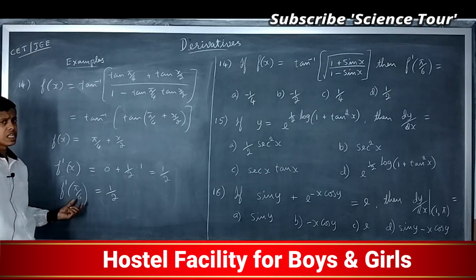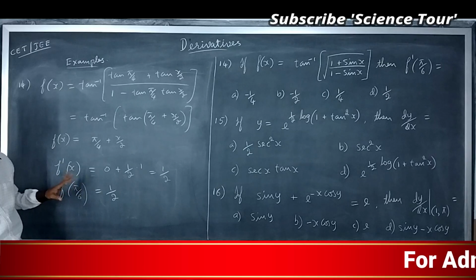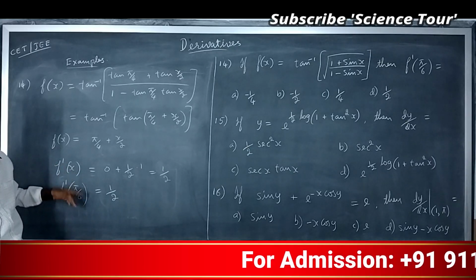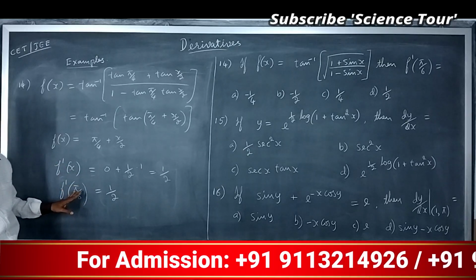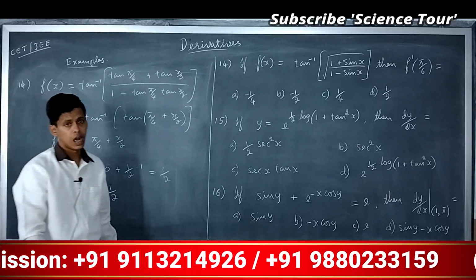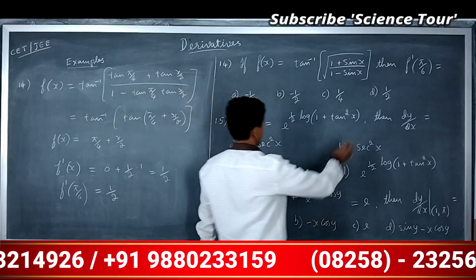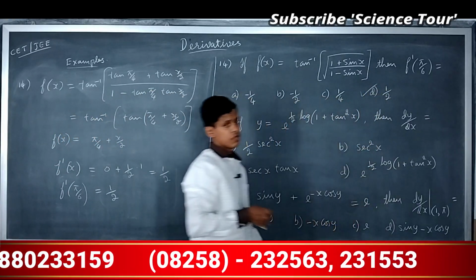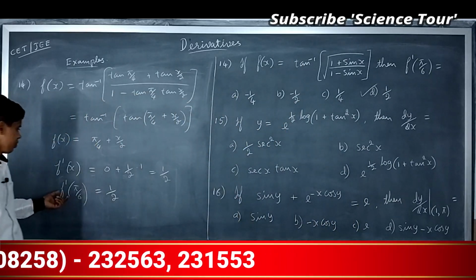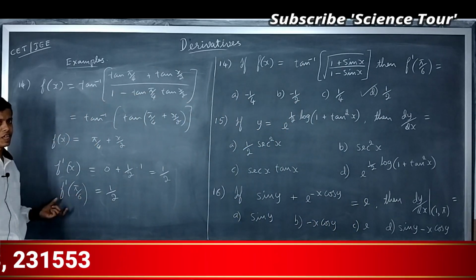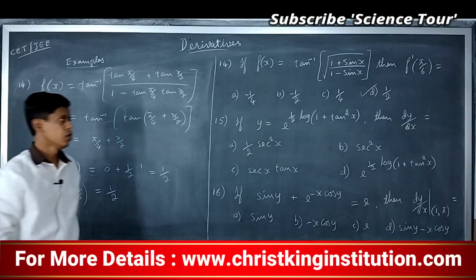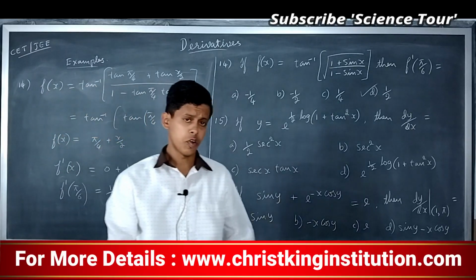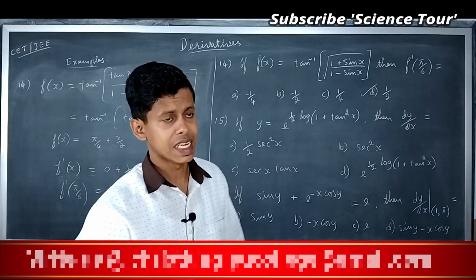Alright, it can be anything. It need not be pi by 6, pi by 2, pi by 12, or whatever you have, any angle you have, 0 degree, 20 degree, 15 degree, anything. Answer is always half. Okay, so half is the answer of f dash of x as well as f dash of pi by 6, or f dash of any angle is half. Well, so that's for 14th question. Let's move to the next one.